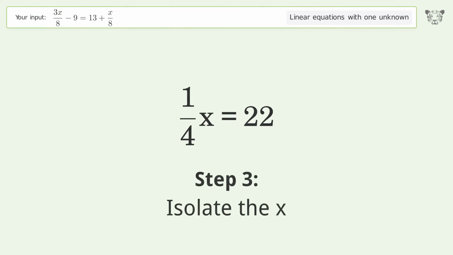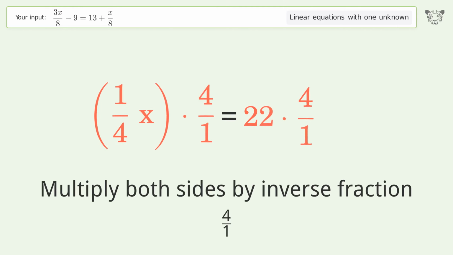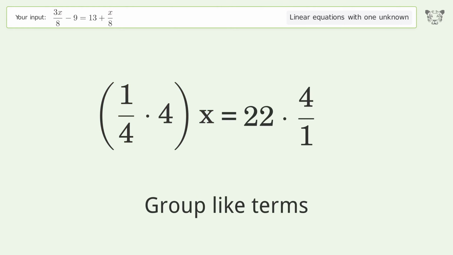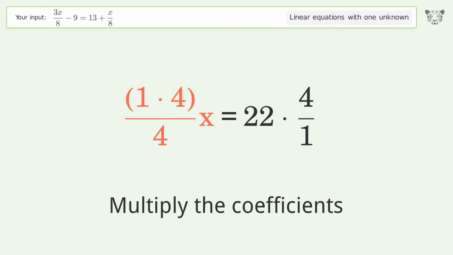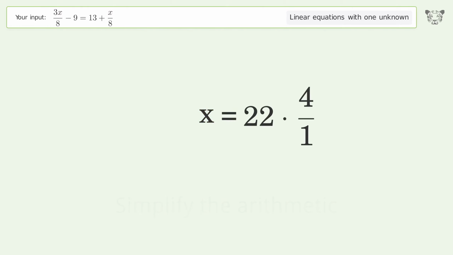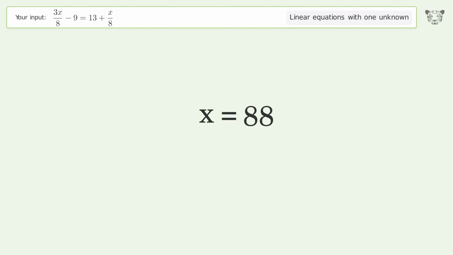Isolate the x. Multiply both sides by inverse fraction 4 over 1. Group like terms. Multiply the coefficients. Simplify the fraction. Simplify the arithmetic. And so the final result is x equals 88.